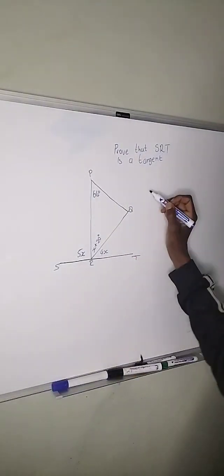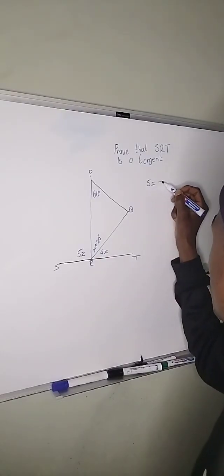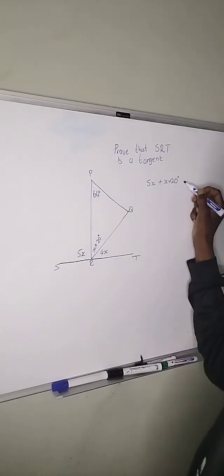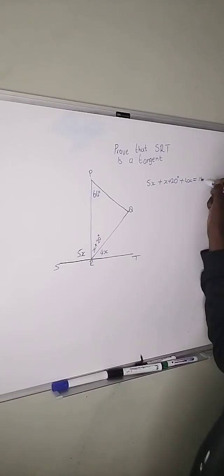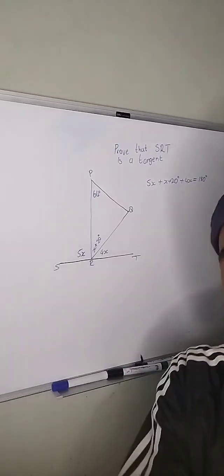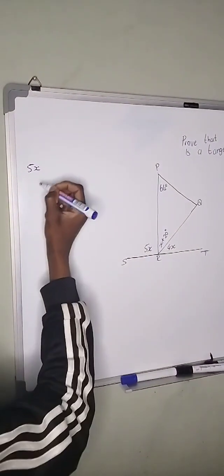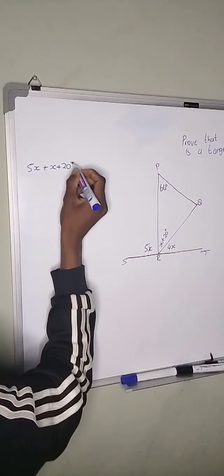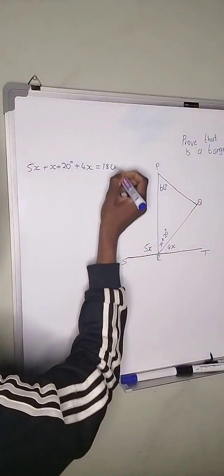So now we are going to have what? We are going to say 5x plus x plus 20 degrees plus 4x is going to be equal to 180. Okay, I think this one is far. Let me write this side. 5x plus x plus 20 plus 4x is going to be equal to 180.